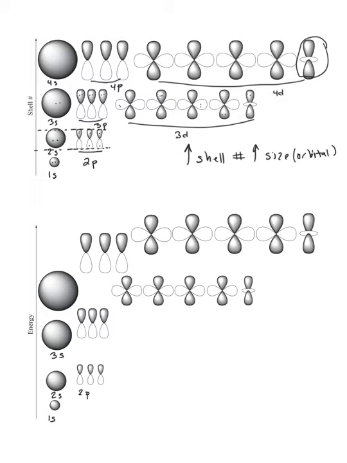Then we have the 3s, the 3p, and then here's where we have a little bit of an anomaly of nature, which is the 4s actually fills before the 3d. And notice they are very close in energy. And so this is just the way that it happens.